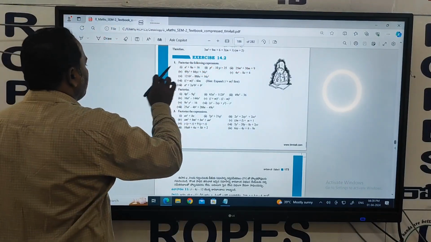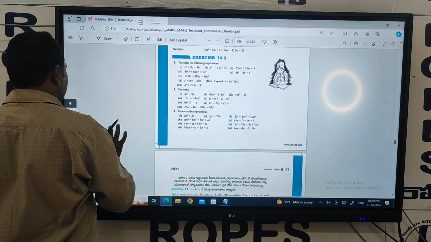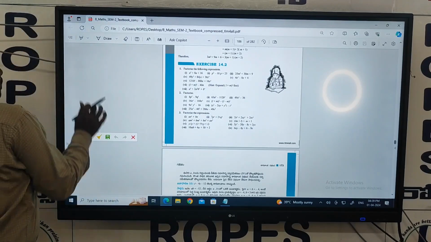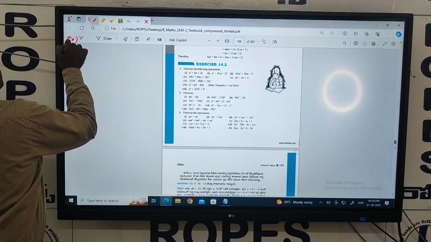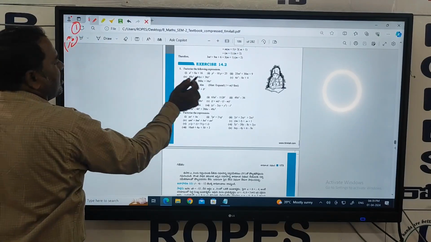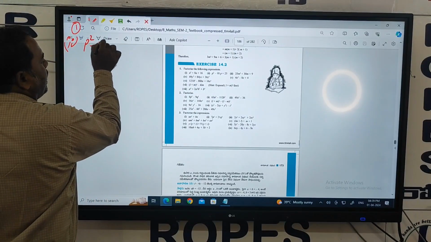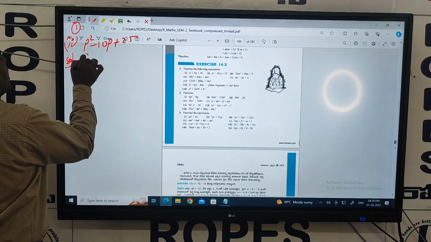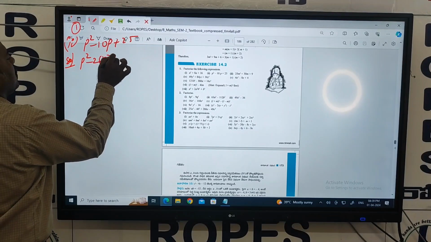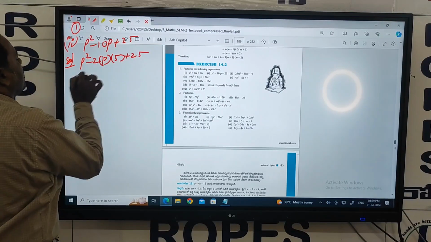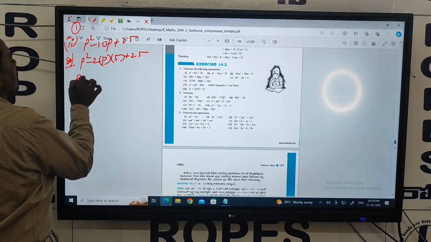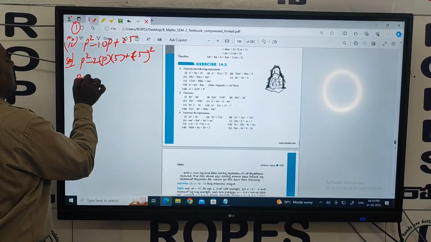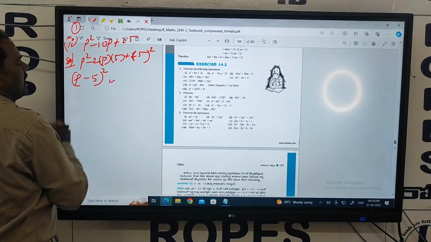Now if you observe the second sub-question, p square minus 10p plus 25. We can write that as p square minus 2 into p into 5 plus 25. Then 25 we can write as 5 square. Then (p minus 5) whole square we can write.